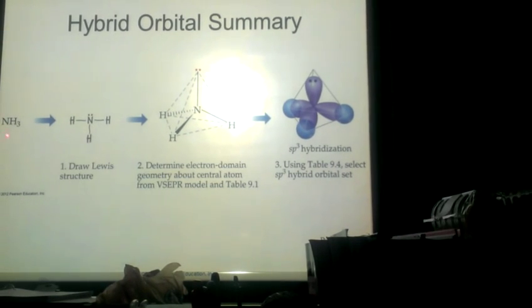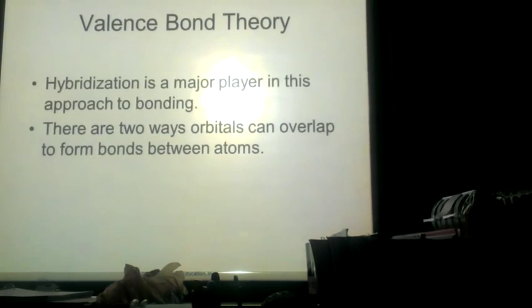I'm going to give you a molecule, you're going to draw the Lewis structure, then tell me the electron domain geometry, then the molecular geometry, the bond angle, the steric number, whether it's polar or nonpolar, and also what its hybridization is, okay? So, valence bond theory: pretty much hybridization is the biggest player in the valence bond theory.